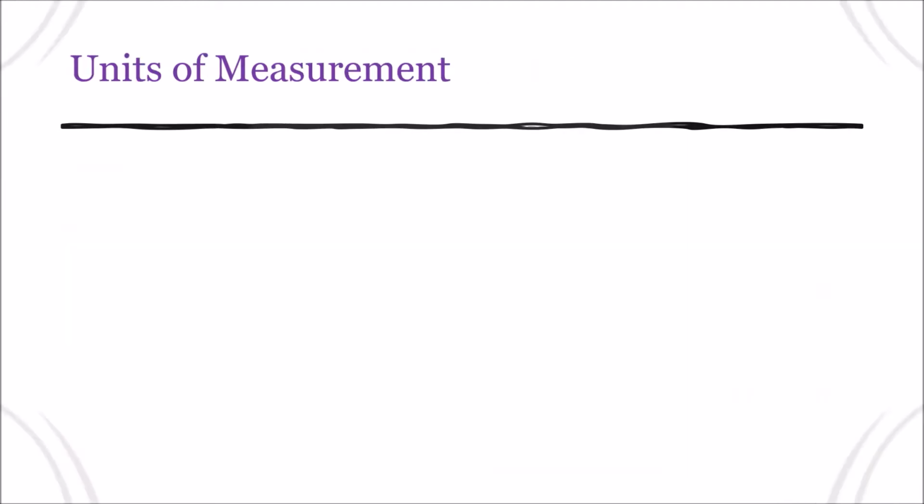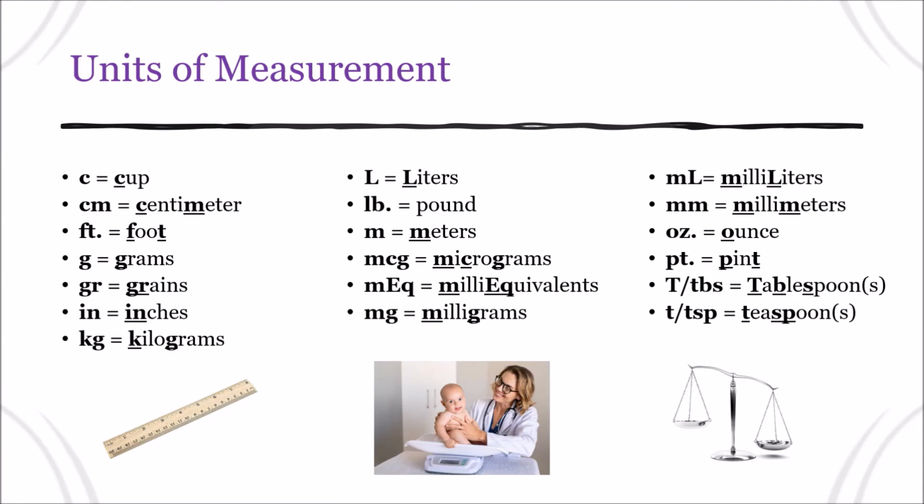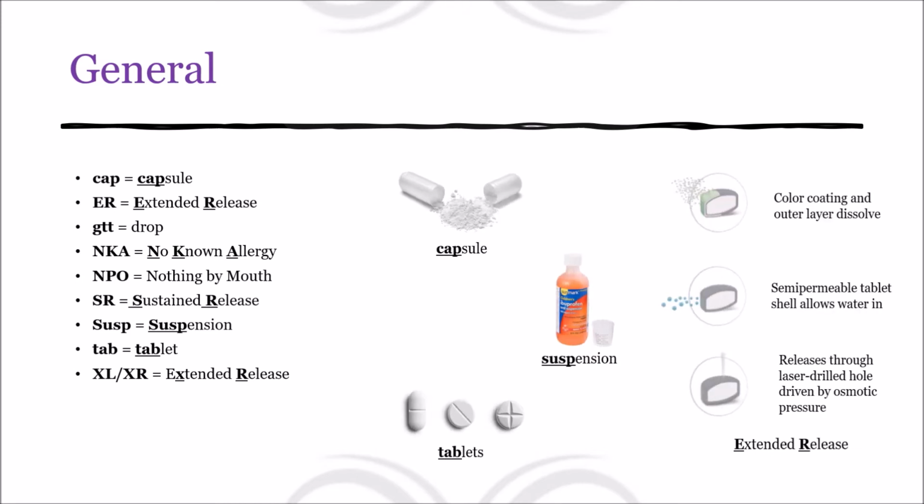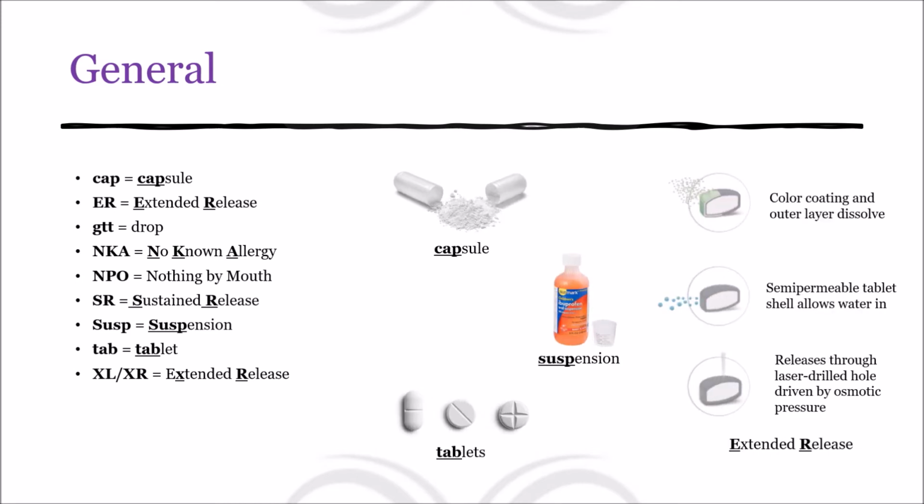Units of measurement. Please reference this chart. And here are some general abbreviations. Please note that for tablets only, if the value is less than a whole number, you will always write it in fraction form. A correct example would be 1 1/2 tablets. Incorrect would be 1.5 tablets.